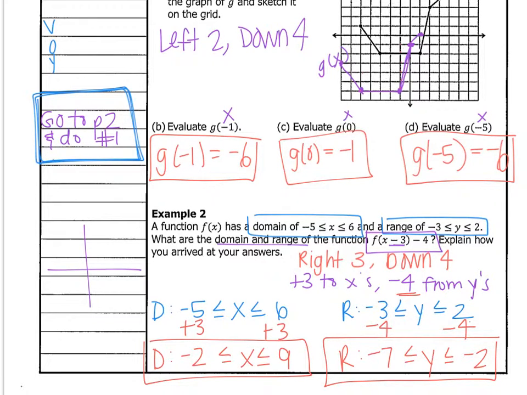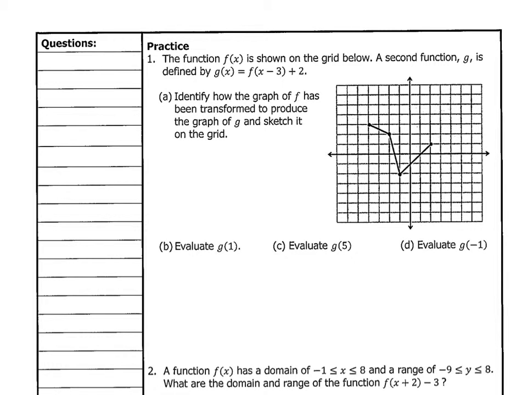So again, we're going to try the practice on the next page, practice problem number 2. So again, you're trying number 1 right now. Once we finish it, we're going to go back to example 2 on the front page. Remember to identify what's happening here. What's the -3 on the inside? What's the +2 on the outside?